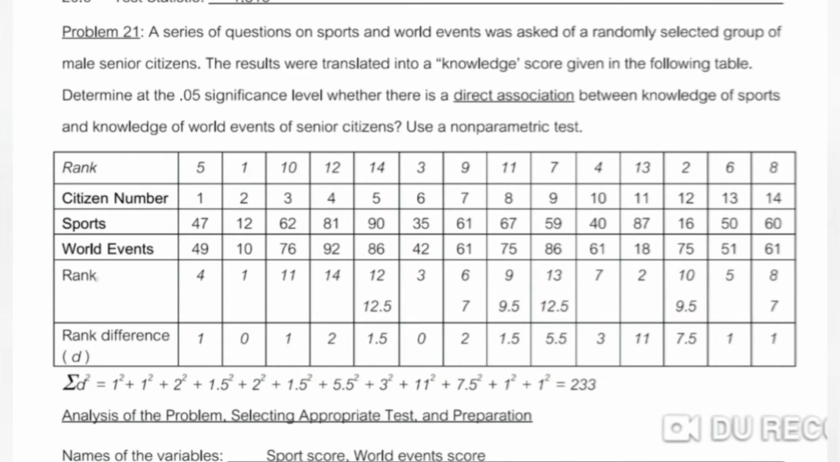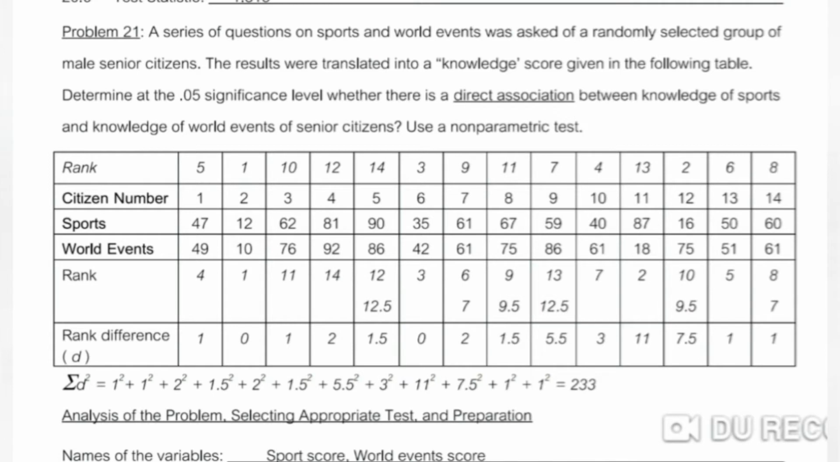New data. Next, world event score from left to right, 49, 10, 76, 92. Okay, what is the smallest one? 10. Now citizen number 2 got world event score 10, lowest. Number 1 here, you write rank 1. After that, world event score, the second smallest, what is, 18, number 2. After that, number 3 smallest, which one? 42 marks, this is rank 3, and so on. Finally, 92 marks, world event score, 92 points is the highest, rank 14.